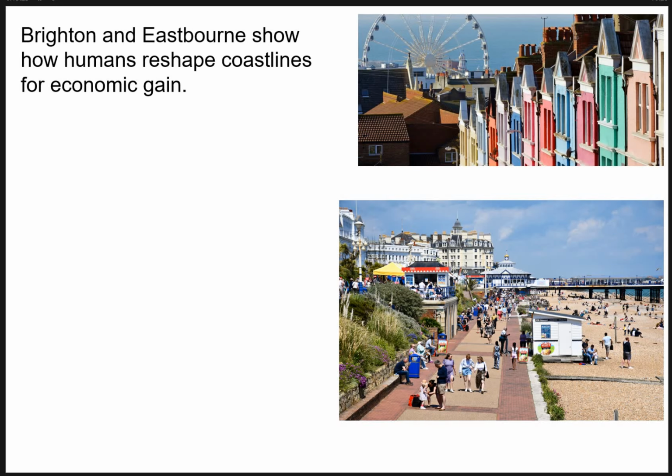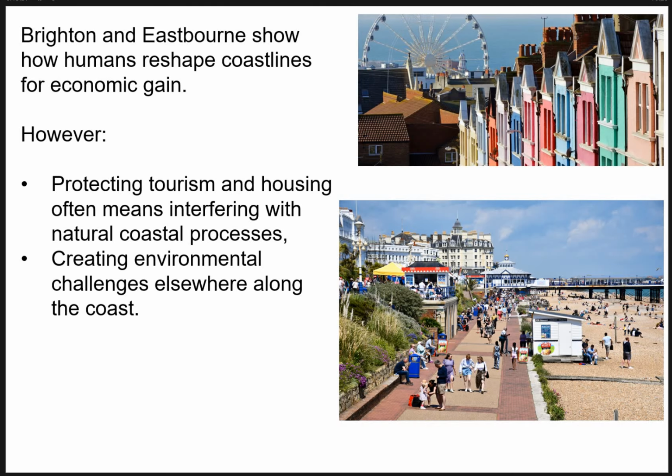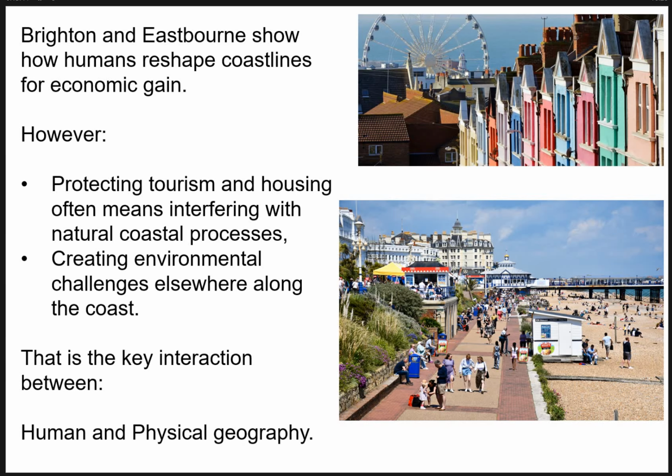Brighton and Eastbourne show how human activity can shape the coastline for economic gain. However, protecting tourism and housing often means interfering with the natural coastal processes, creating environmental challenges elsewhere along the coast. So this interaction is always about thinking about human and physical geography.